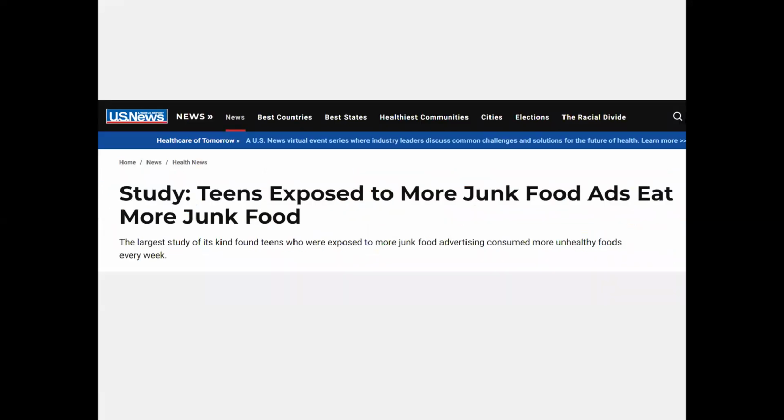All right, so here's our other headline. Teens exposed to more junk food ads eat more junk food. Okay, well, that seems pretty self-explanatory, right? If you see more advertising, you eat more junk food, it must mean that seeing more advertised junk food ads causes teenagers to eat more junk food.